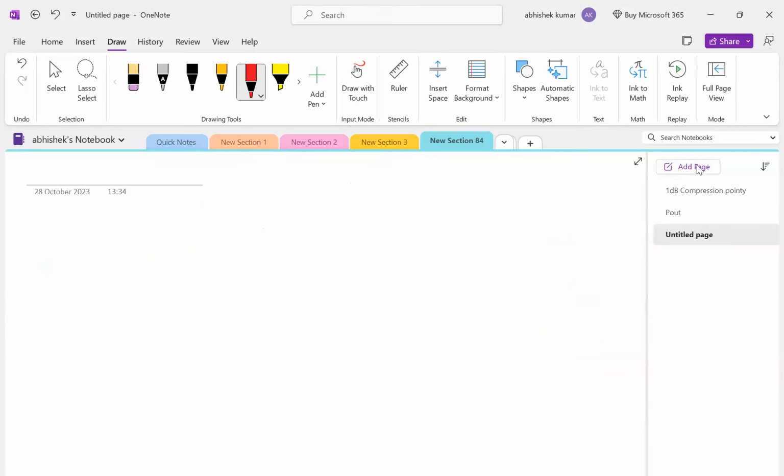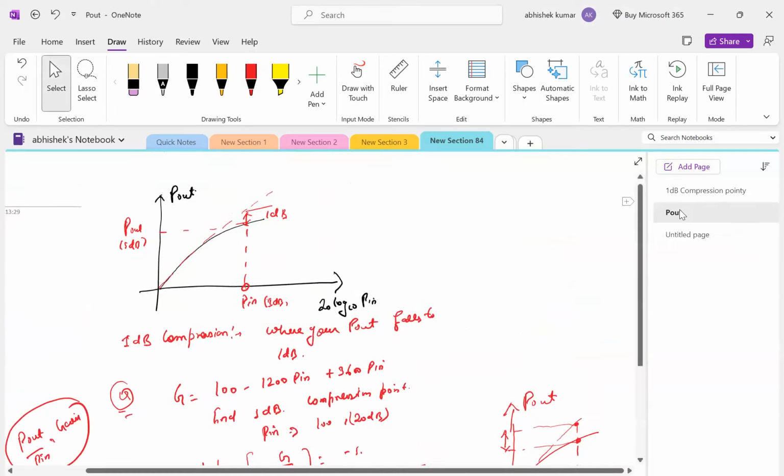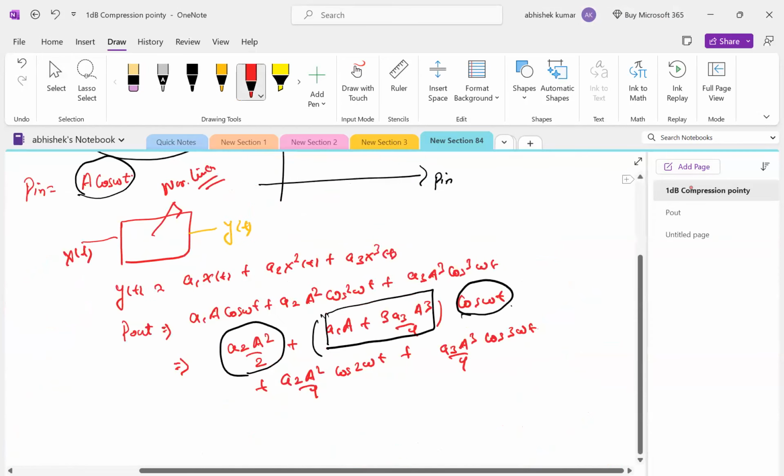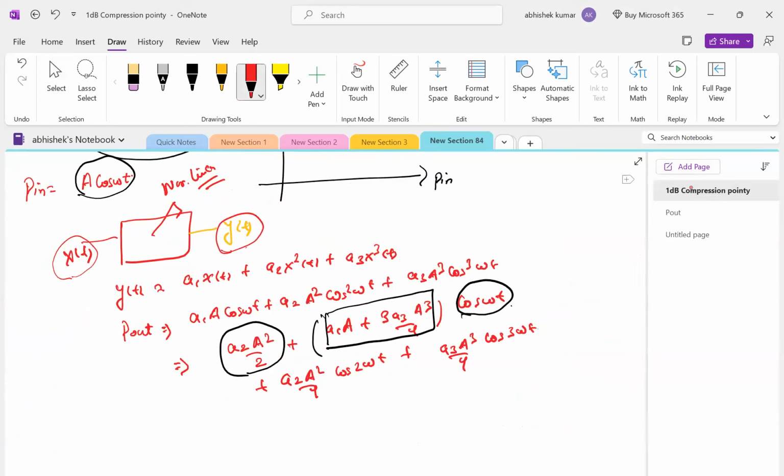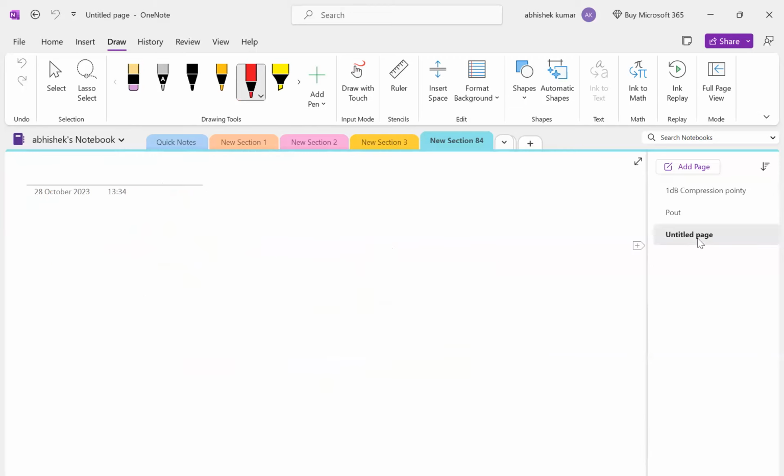Till now, what we were doing, we were sending our input signal x(t) and getting y(t), but here we are sending only one signal, only a cos omega t. Now what will happen if we send two signals together? Then we have to see, that is the two tone test, also known as two tone test.